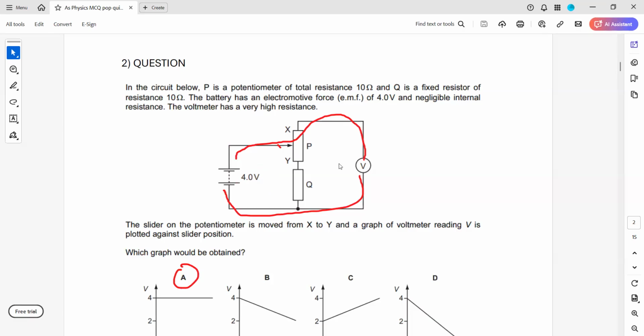If, let's say, the voltmeter was connected with one of the components, then the reading of the voltmeter will change because the voltage will divide between them. So the voltmeter will only record the voltage across Q. But as the voltmeter is across P and Q, it will always record the total voltage. The total voltage across P and Q will divide between them, but the total will always remain 4. That's why the voltmeter always records 4 volts. That's why A will be the valid answer.